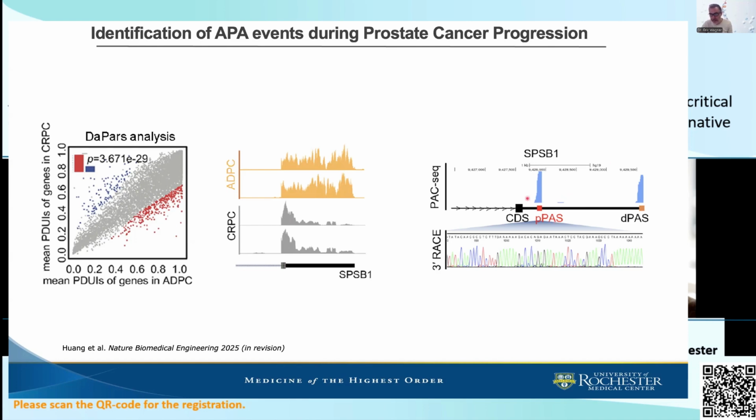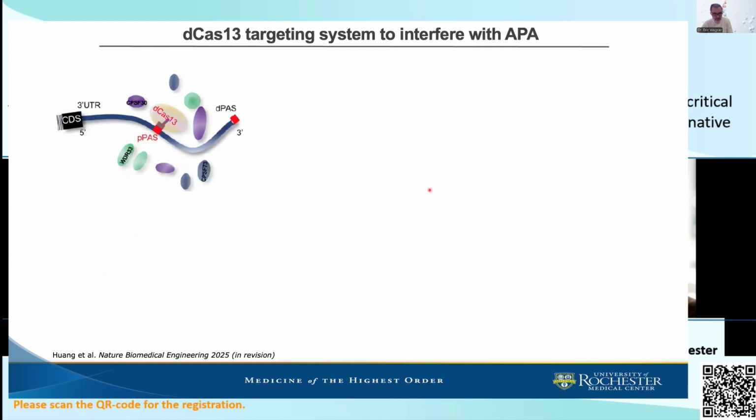PAC-seq allowed us to map precisely where that proximal poly-A site is, but in this case, we've developed a novel therapy where we've taken advantage of dead Cas13 and used guide RNAs to recruit it in the vicinity of that proximal poly-A site in hopes of forcing those cancer cells to shift usage to the distal site.